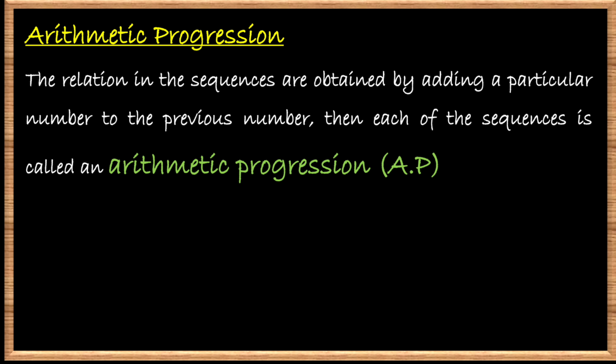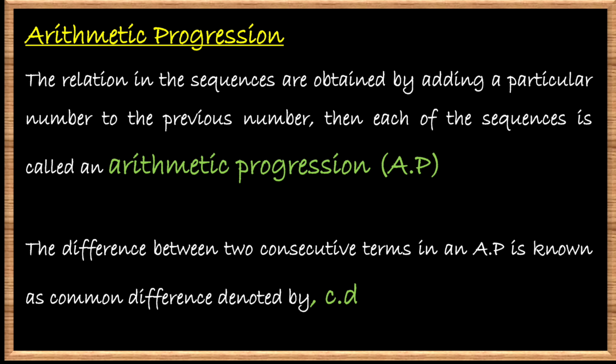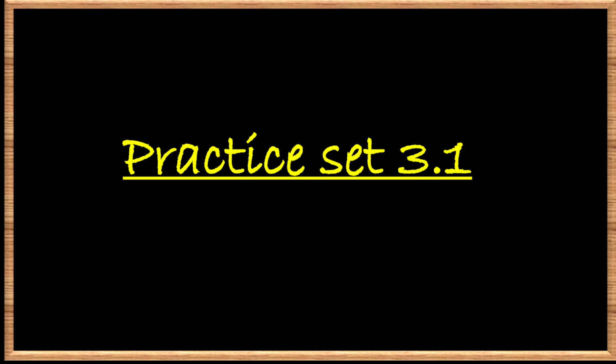Now arithmetic progression. If the terms in a sequence are obtained by adding a particular number to the previous one, then such a sequence is called an arithmetic progression and denoted by capital A.P., AP. The difference between two consecutive terms in an AP is also known as the common difference and denoted by CD. So let us solve practice set 3.1 and understand more about the arithmetic progression.